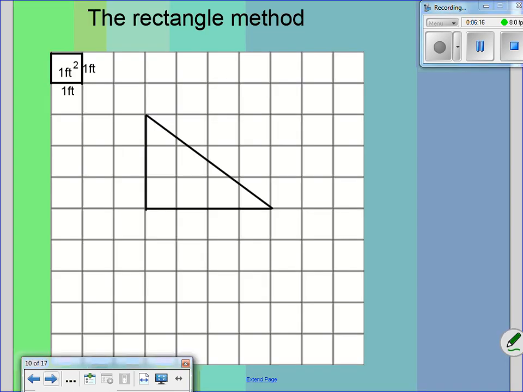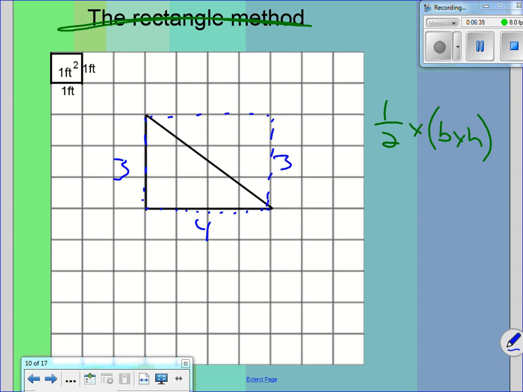We're not going to be using the rectangle method anymore. This is old news. Now we're using our formula. Half of base times height. I'll change colors so we can see that a little better. So I'm going to take a look here. My base, I count, this is my base, is a 4. My height is a 3. I could also find my height going like this, which is a 3.